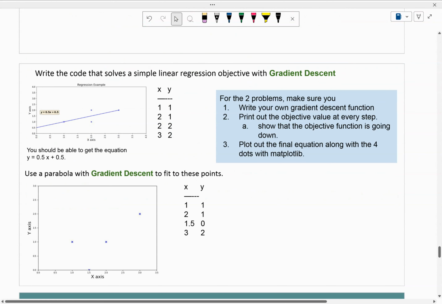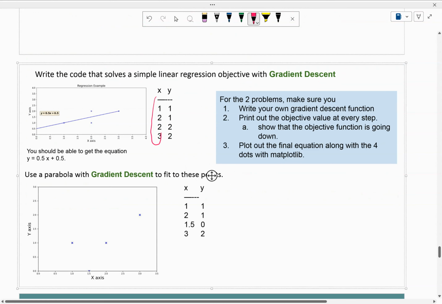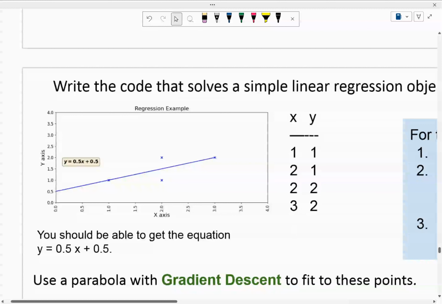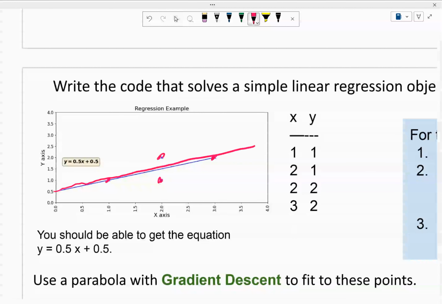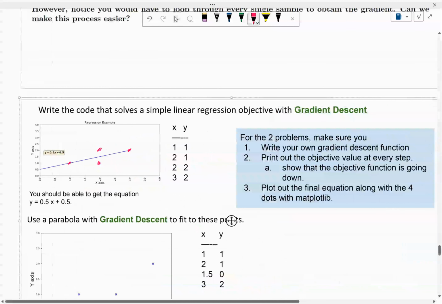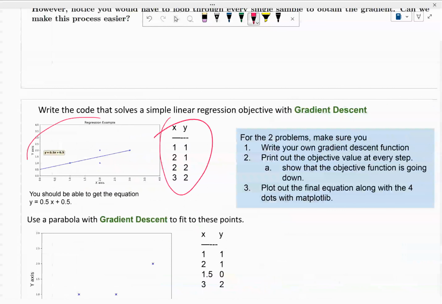For today, I want you to assume over here is the input, over here is the label. These are all the possible points, and your goal is to find a line that gives you the least amount of error. If you get this correctly, you should get a line that looks like this, because this minimizes the error. So you want to write the code with gradient descent and see if you can obtain this.